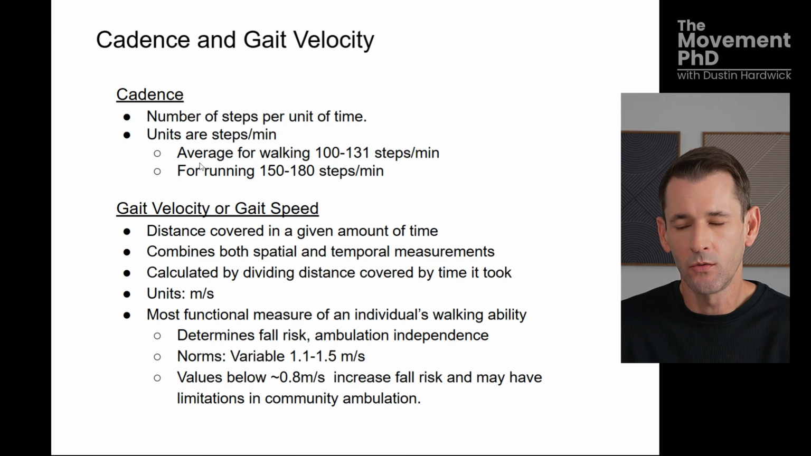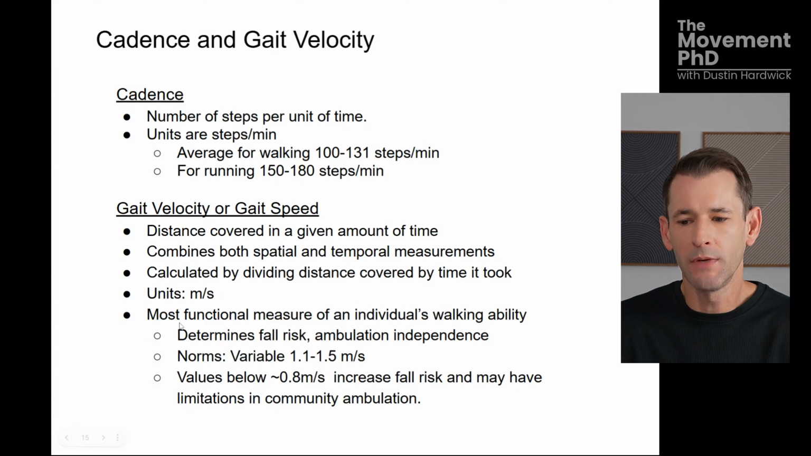Gait velocity or gait speed, the difference here being velocity has a direction, speed does not have a direction. This is the distance covered in a given amount of time. So it combines both that spatial or space and temporal or time measurements. You calculate this by dividing the distance covered by the time it took to cover that distance. So our unit here is meters per second because it's the distance, meters, covered by the time it took, which is in seconds. This is the most functional measure of an individual's walking ability.